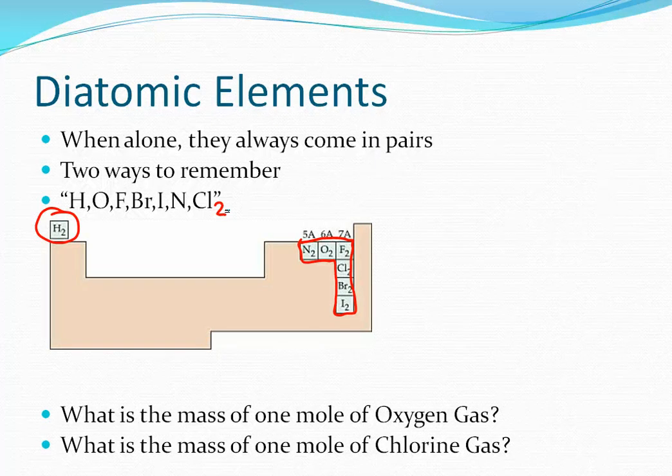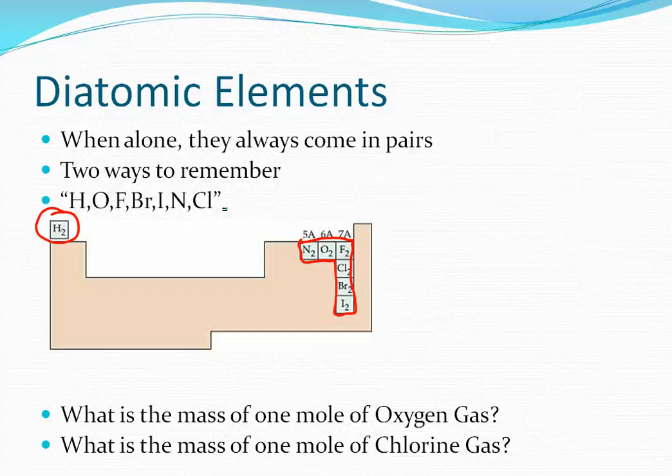Another way to remember that is with the word Hofbrinkel. Hofbrinkel is just a funny made-up word that has all of the different diatomic elements in it: hydrogen, oxygen, fluorine, bromine, iodine, nitrogen, and chlorine. So they come in pairs when they're diatomic.